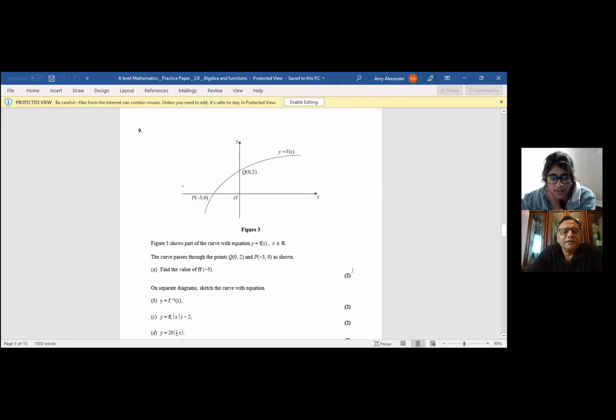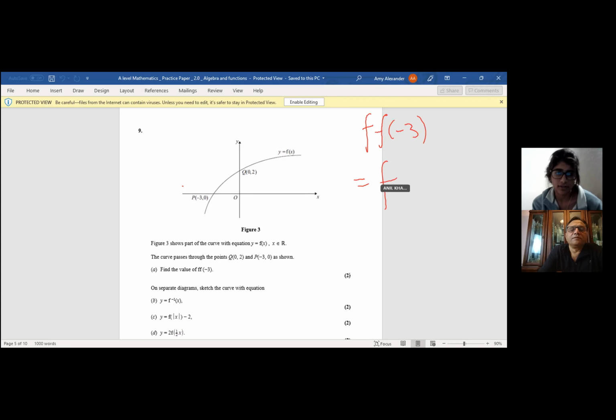Oh, okay. Yes. Read. So figure 3 shows part of the curve with equation y equals f of x, where x belongs to all real numbers. The curve passes through the points Q(0, 2) and P(minus 3, 0) as shown. Part A, find the value of f of minus 3. Correct. So f of minus 3 is 0. And f of 0 is 2. Perfect. Next.